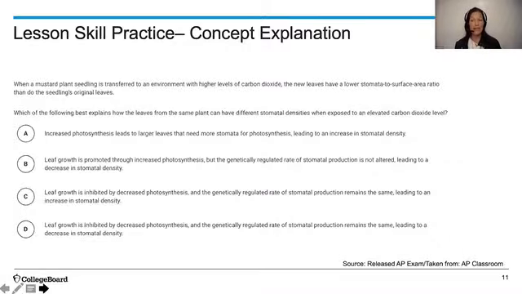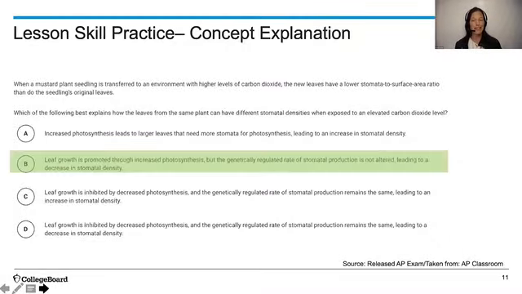So my hope is that as you were looking through this, you loved answer choice B, which says that leaf growth is promoted through increased photosynthesis, but the genetically regulated rate of stomatal production is not altered, which leads to a decrease in stomatal density. The key there is the genes are not changing, it's the environment that's changing, which causes that phenotypic plasticity.